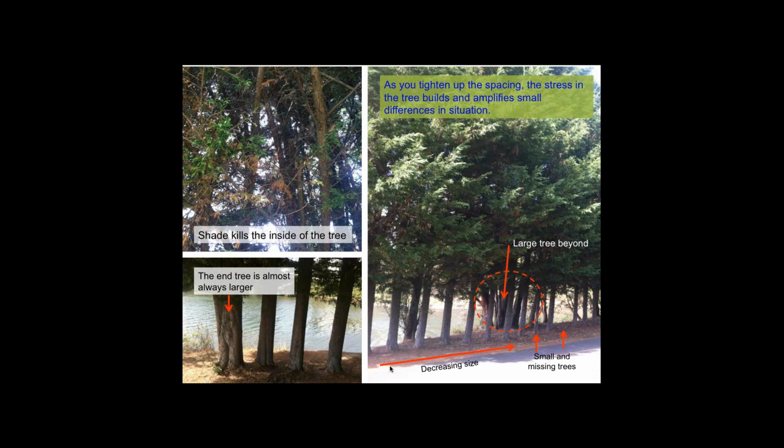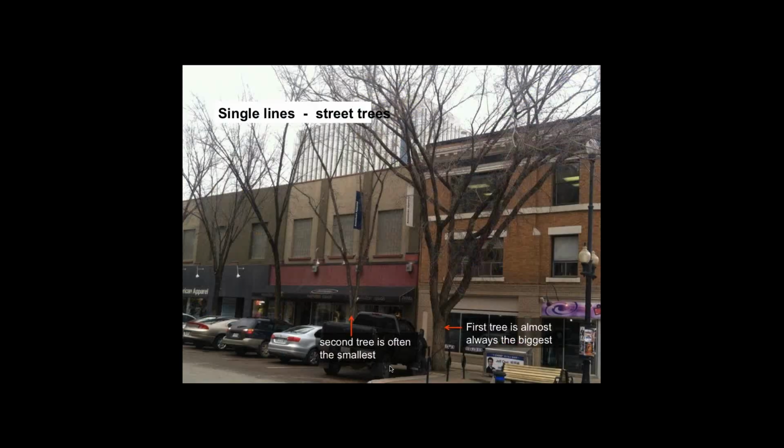A second thing that we almost always see in tightly spaced trees is the edge tree or the end tree is almost always larger than all the other trees, and that's because it gets more sun all the way around. When we take this idea into the city, we find essentially the same principles, so that the first tree in the line is often always bigger. There are reasons why it might not be, but that tree gets light on 3 sides, where the other trees in the row only get light on 2 sides.